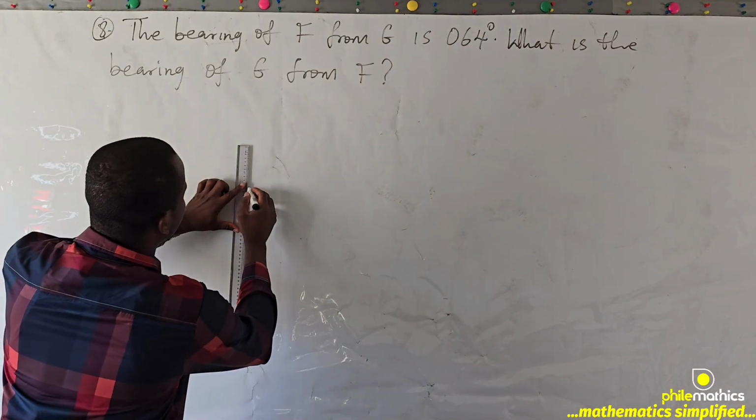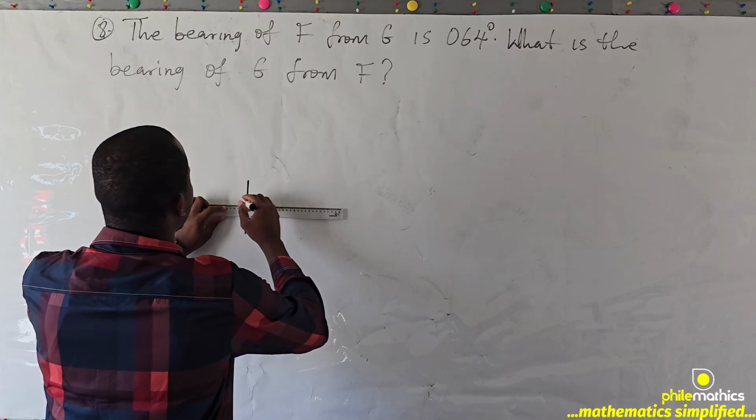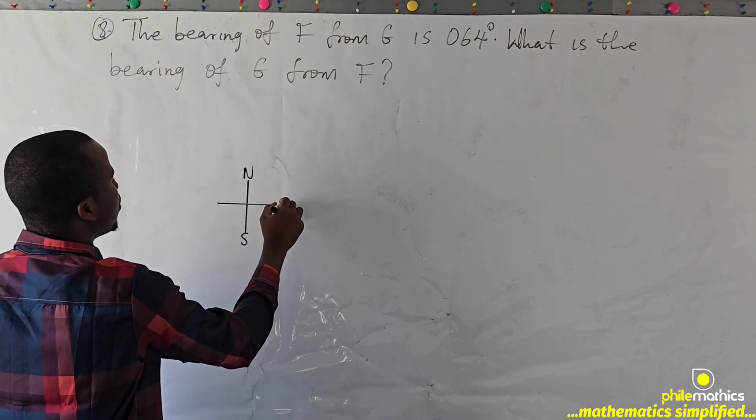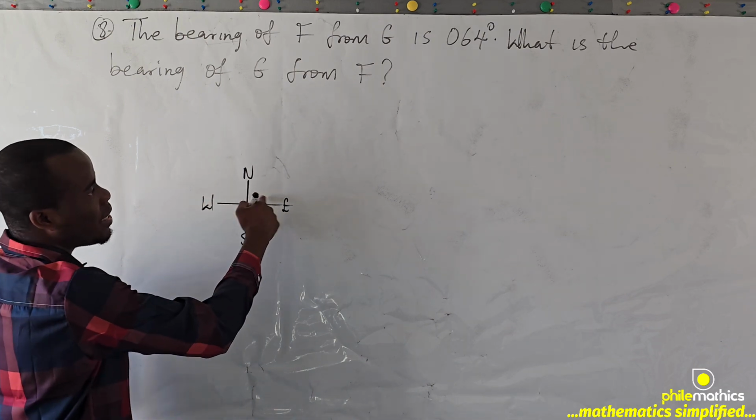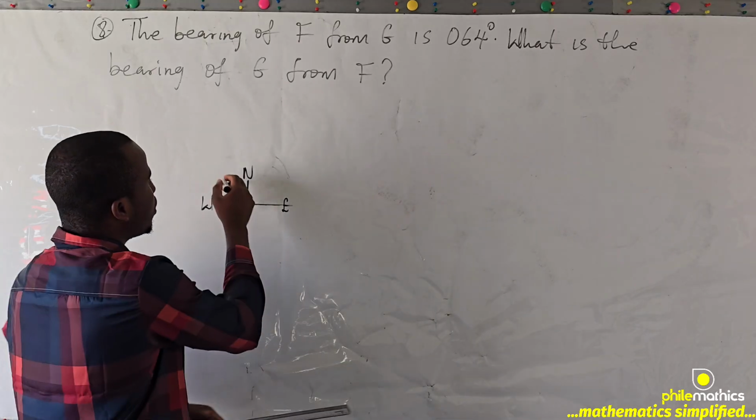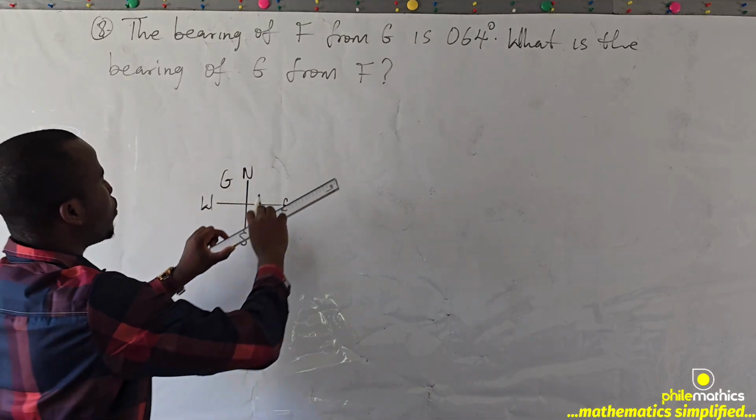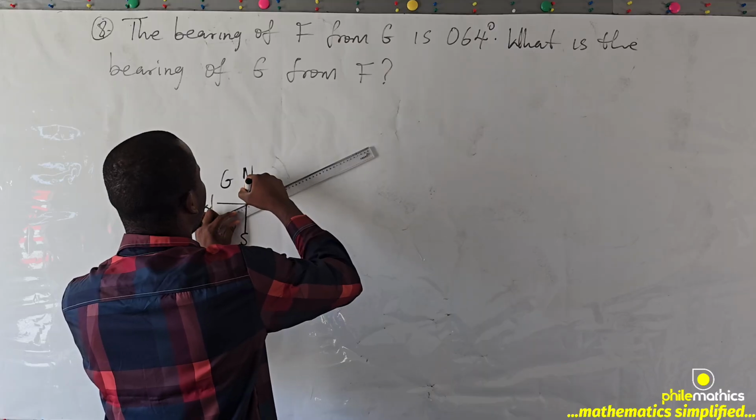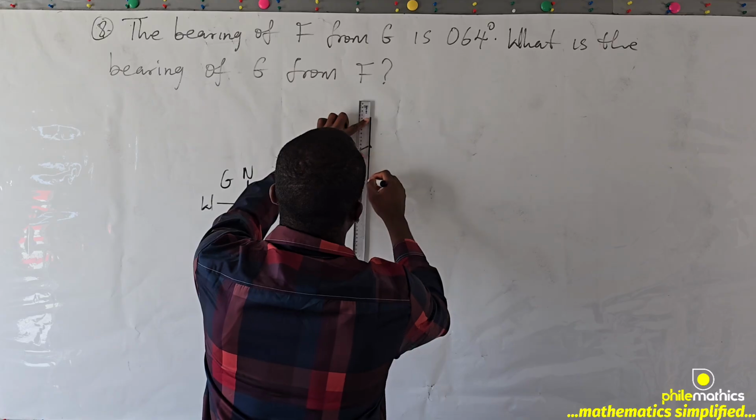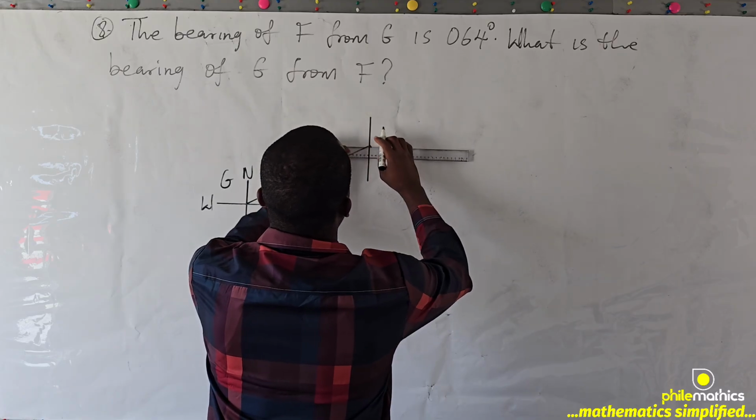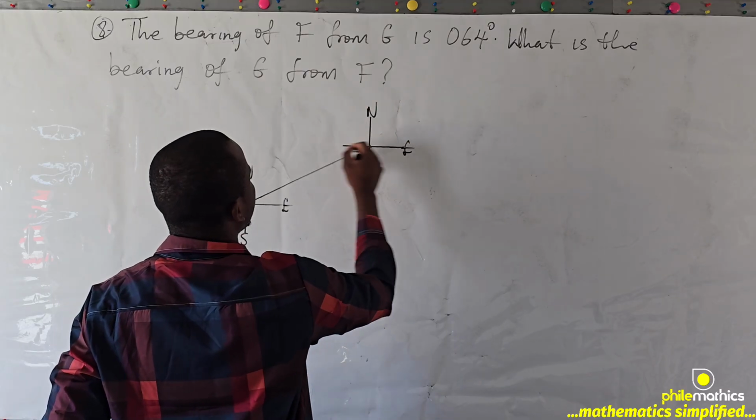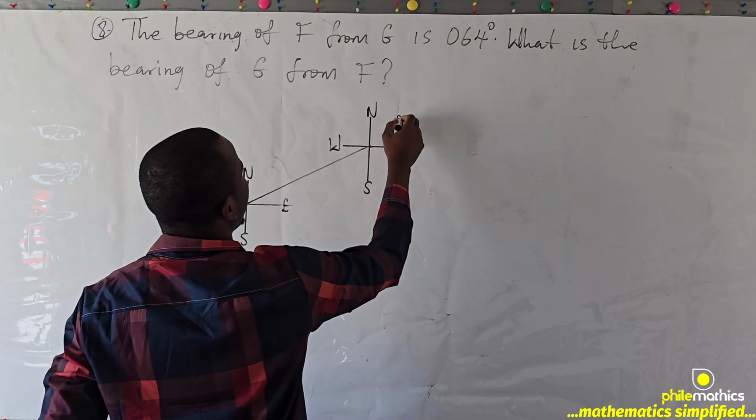And so if this is G, this is north, south, east, west. And we know this is where 90 degrees is. Since it's coming 64 degrees from G, we know this is where it will come out from. So this is what it will be. This is north, south, east, and west. And so this is F.